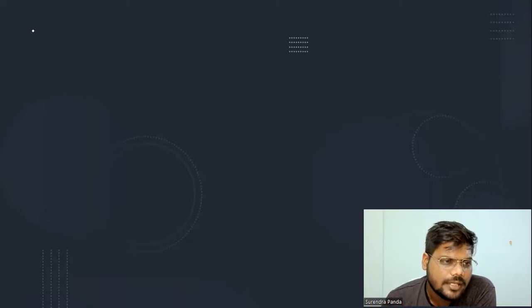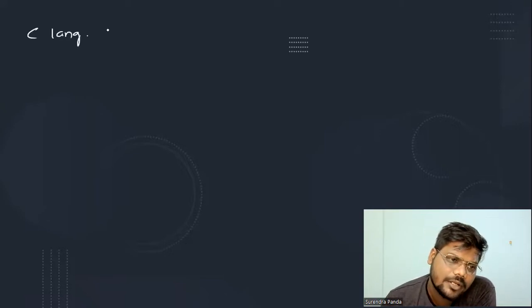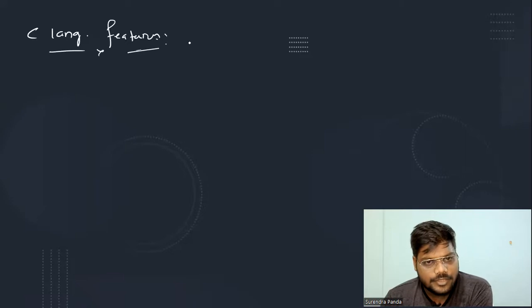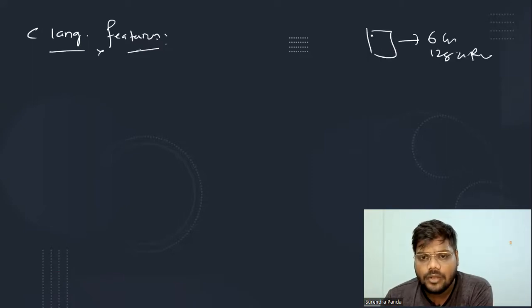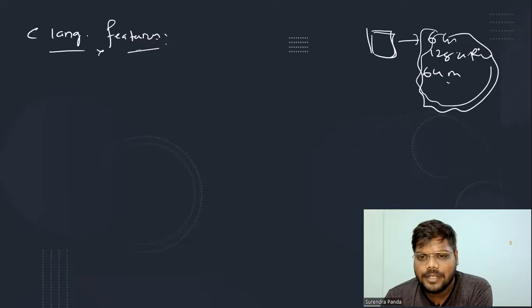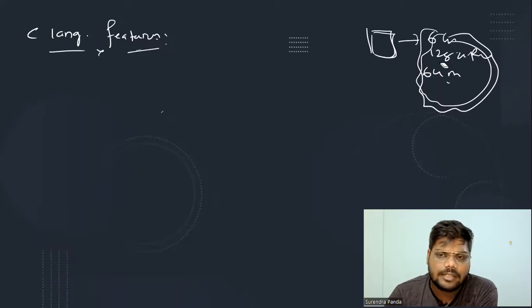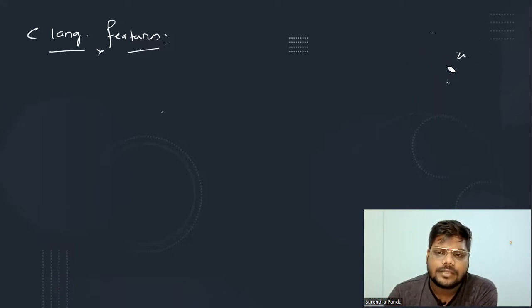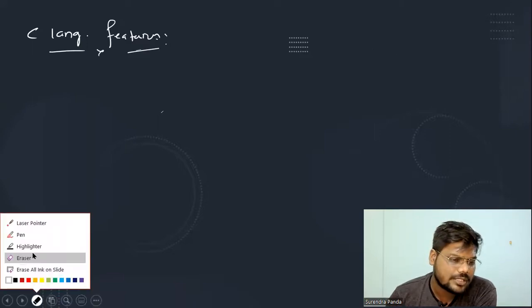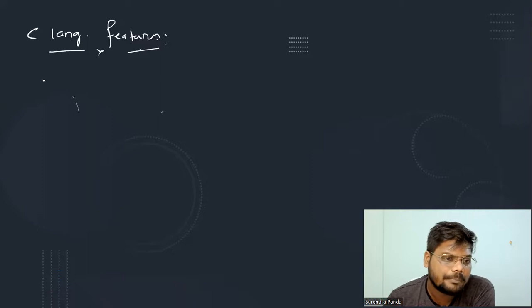Next I'm going to discuss C language features. What are features? If tomorrow I am going to purchase a mobile, what are the features? Suppose 6 GB RAM, 128 GB internal memory, a 64 megapixel camera. These are the features, the advantages, the premium points. Similarly, what exactly are the features available for C language? The first feature of C language is that it is simple. C is simple.